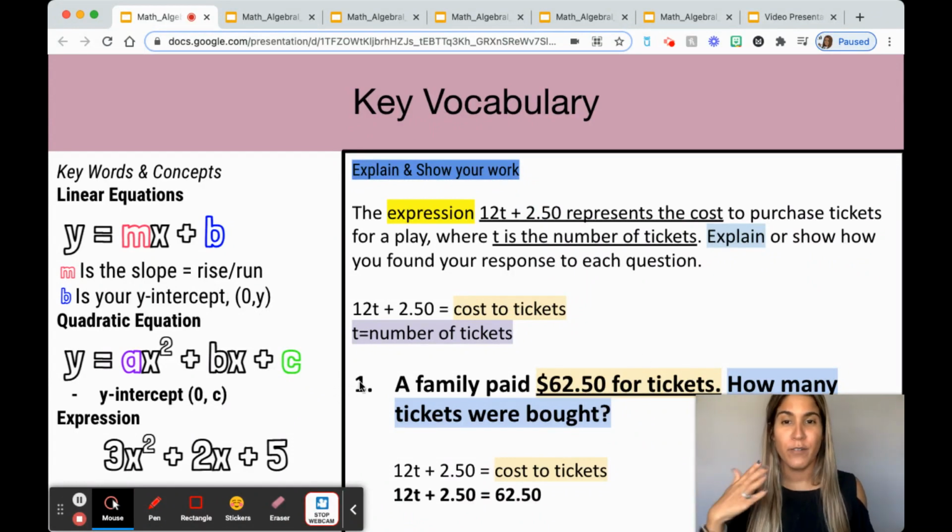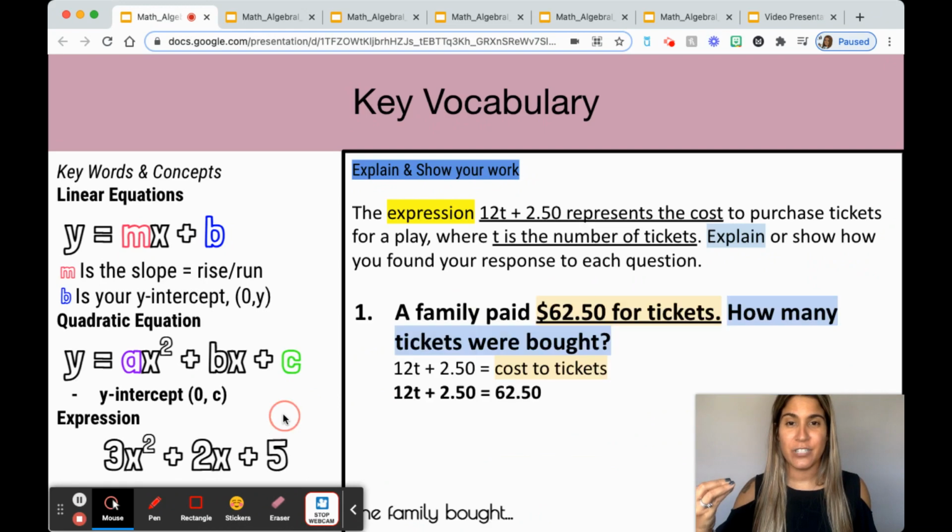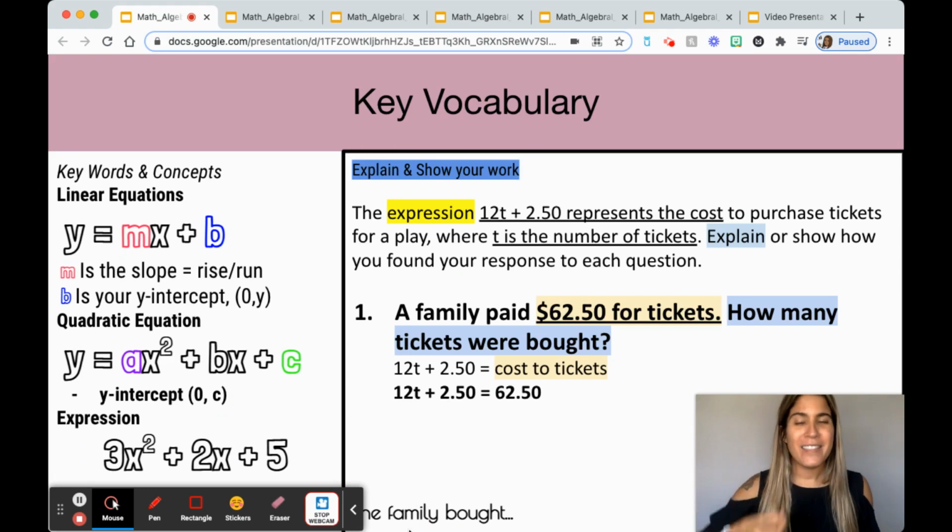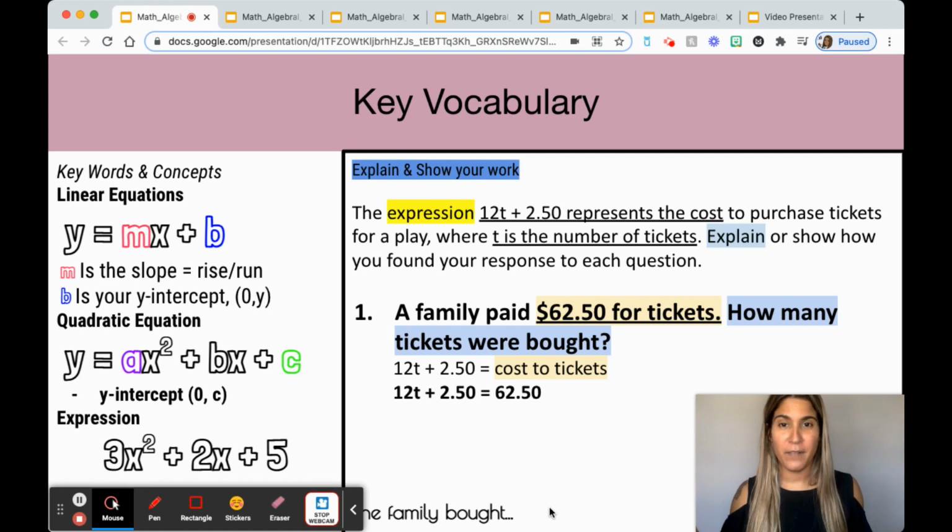so that then they are able to solve. So after they make these connections, then they would move ahead and be able to solve the equation. But they need to give an explanation. So the explanation would be the family bought, and since they have solved it, they should already know what number of tickets the family bought.